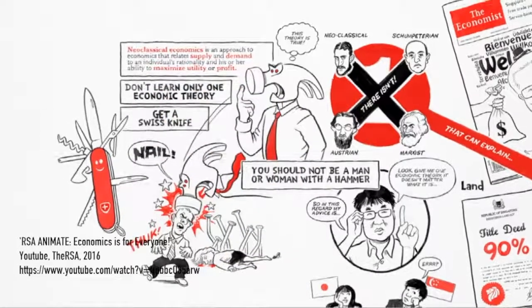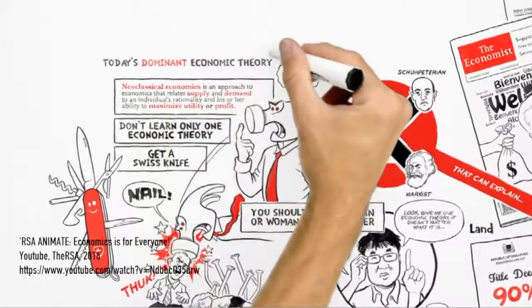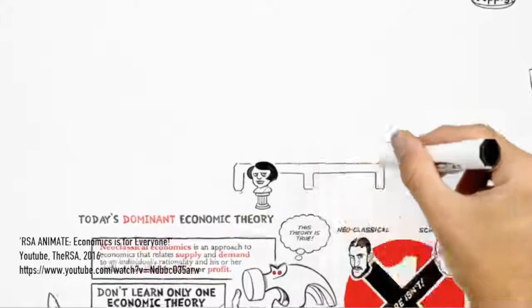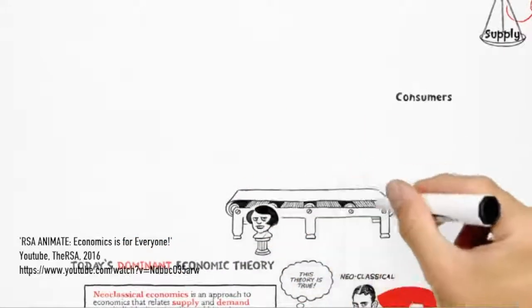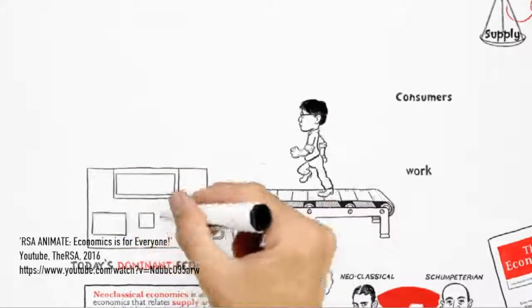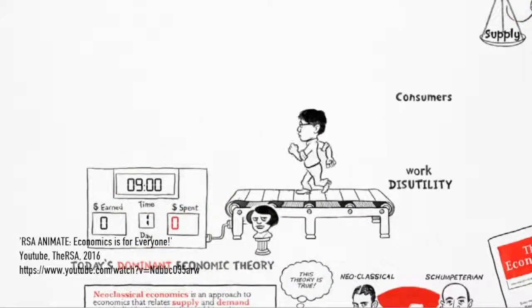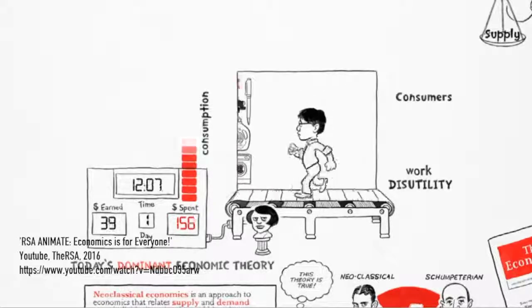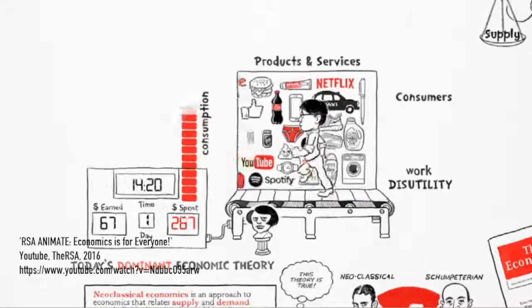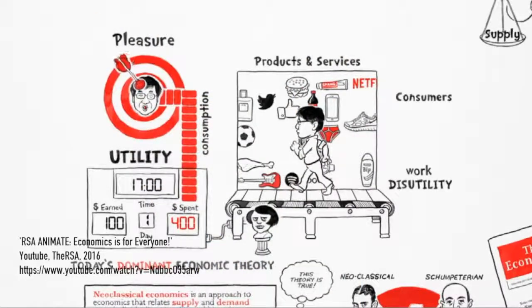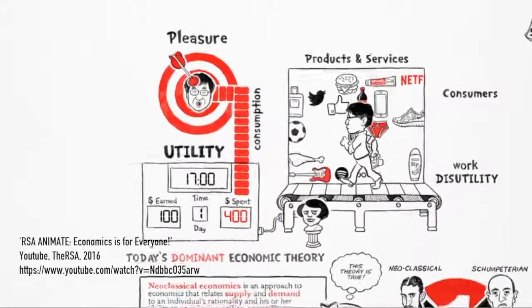In the dominant economic theory of today, the neoclassical theory, people are mainly conceptualized as consumers, and work is considered what these economists call disutility that you have to put up with so that you can earn money with which you consume goods and services and then derive pleasure, or what they call utility. That's your aim, deriving pleasure from consumption.